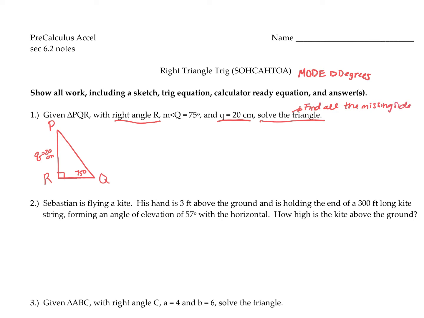First, I already know two of the angles in my triangle, and I know that all the angles in my triangle add up to 180 degrees. So I can right away find that angle P would be 15 degrees, because if I add 90 plus 75 and subtract it from 180, I get 15 degrees. Now I want to find side P and side R. To do this, I'm going to use SOHCAHTOA.